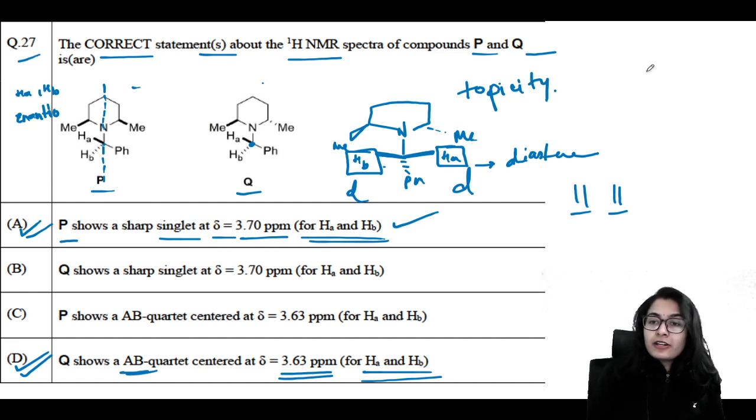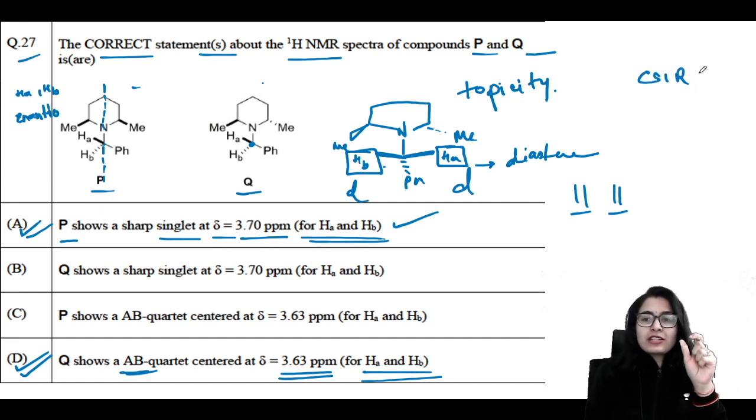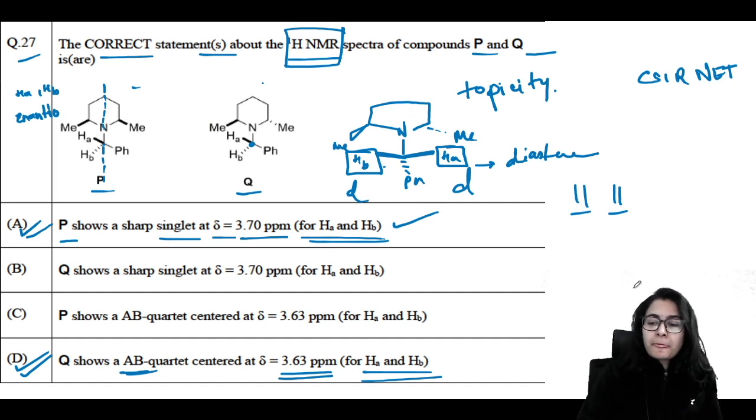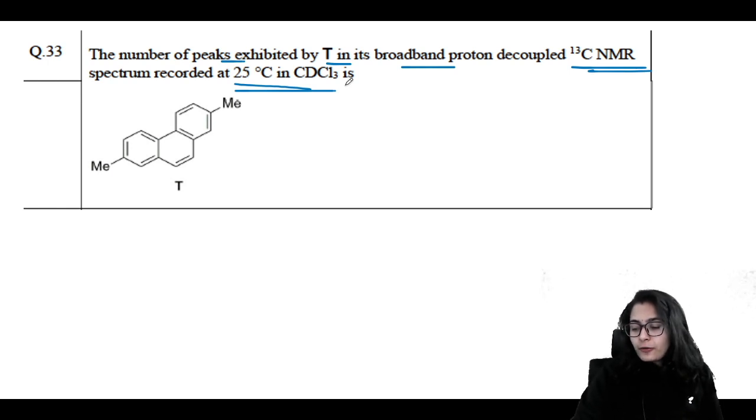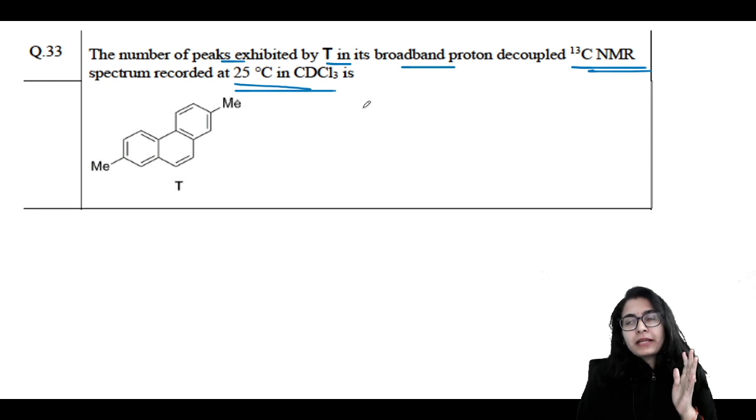And guys, it has already been asked in CSIR NET with just a little change of concept based on topicity, and here it is based on proton NMR. So yeah, you see the correlation. A previous year question asked in 2022, right? Next question is the number of peaks exhibited by T in its broadband proton decoupled C13 NMR spectrum recorded at 25 degrees in CDCl3. Basically, it is a very simple question. Once again, find out the symmetry elements and tell me how many magnetically different, non-equivalent carbons are present.